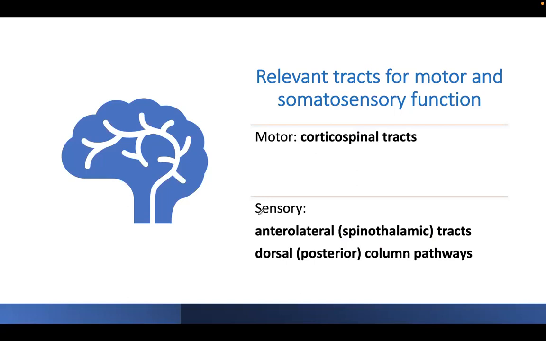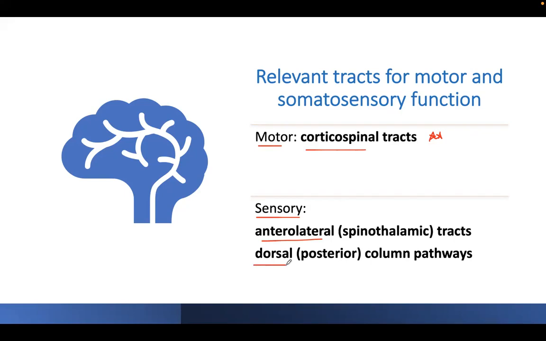Now, the relevant tracts for both motor and somatosensory function, I want you to remember there is one motor tract and there are two sensory tracts. The motor tract, this is the corticospinal. This is what we're going to emphasize on. The sensory tract, there are two. So there's the anterolateral and there's the dorsal pathway.